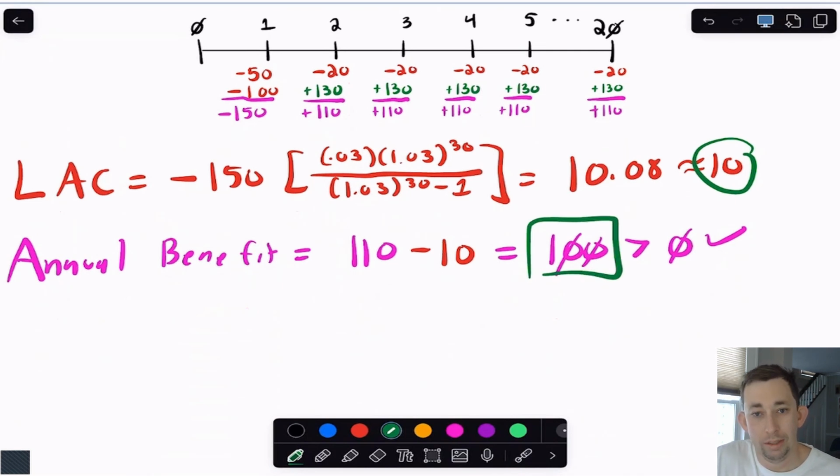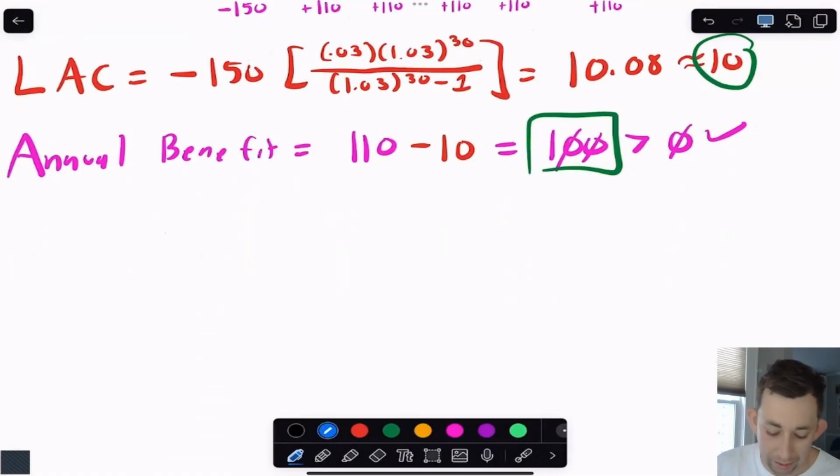Okay, so of course, it makes sense that we're going to get the same qualitative answer that we did with present value, because in present value, we saw that the benefits outweighed the costs. So it shouldn't matter if you're going from future value to present value, or present value to future value. You should get the same qualitative answer in terms of benefits versus costs.